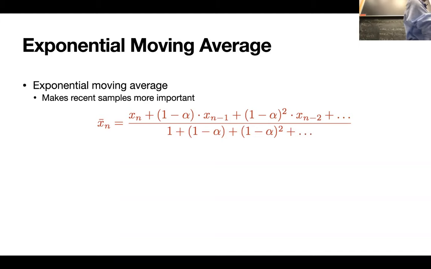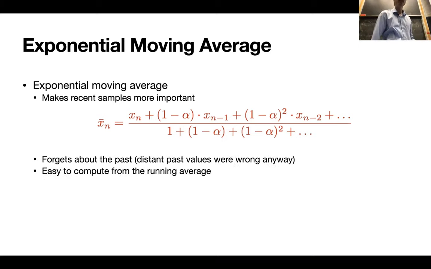So this alpha is a number between 0 and 1, so 1 minus alpha will also be between 0 and 1. Which generally means that this weight is decreasing more and more as we raise it to the power of 2, to the power of 3, and so on. And that means that the last observations count much more than the ones in the past. So this idea forgets about the past, and it takes much more into account the present.